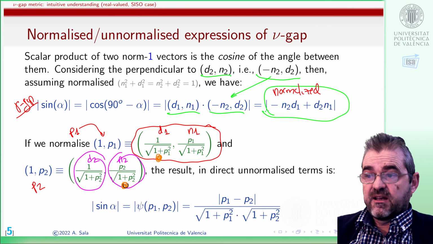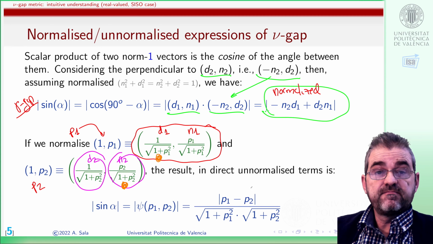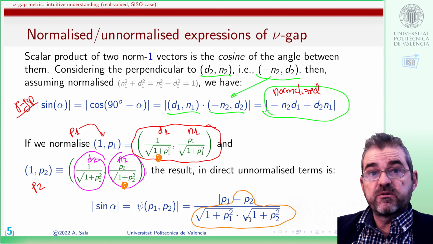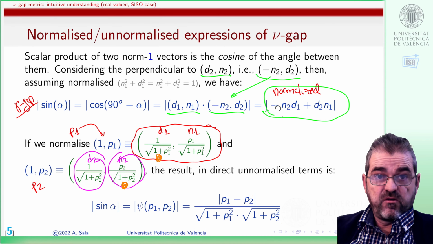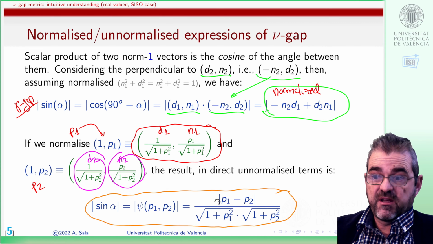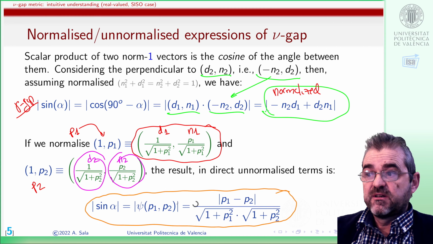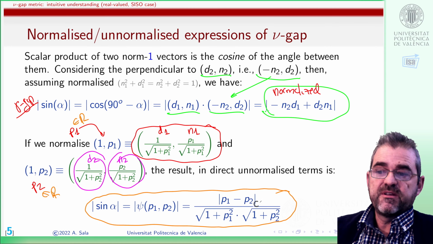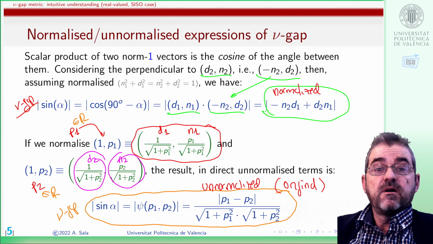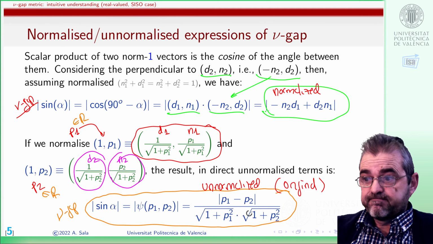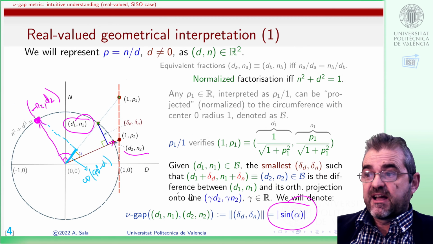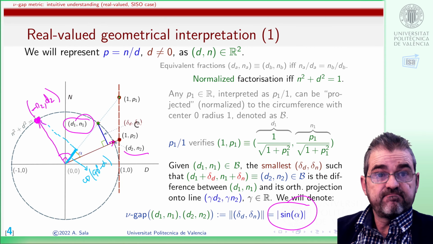D1 times N2 with changed sign is minus P2 divided by this product of square roots. So the overall expression is this one, and if we take the positive square roots and the absolute value of the difference between the real numbers, P1, P2, then we get this expression of the nu gap in unnormalized original coordinates. So this is how to compute an actual numerical value of the sine we described in this slide.